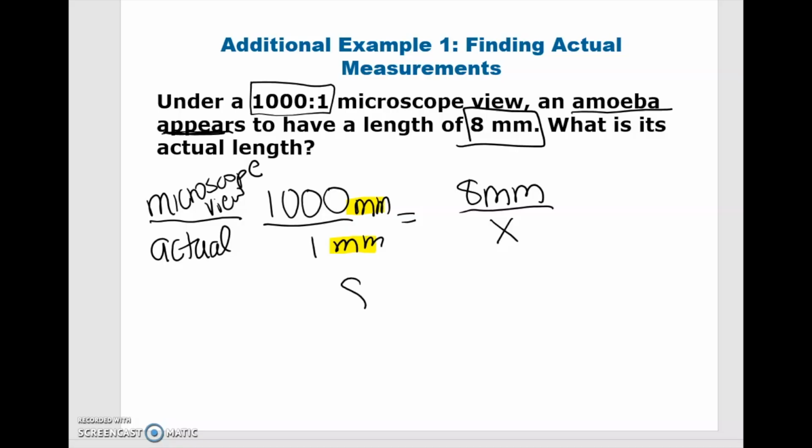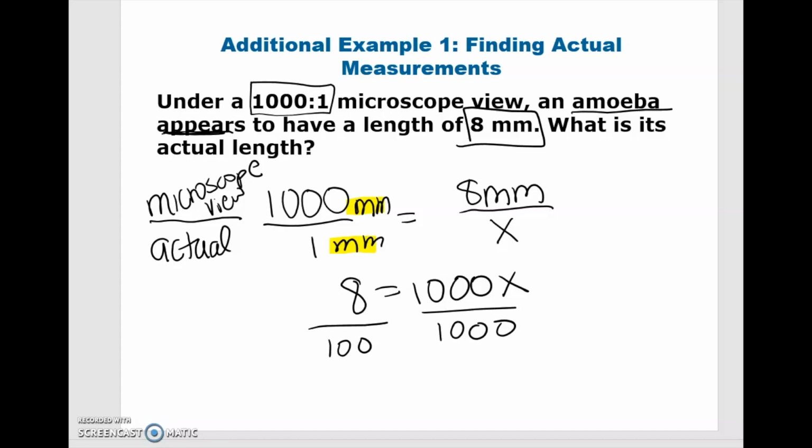1 times 8 is 8. 1,000 times x is 1,000x. We're going to solve for x by dividing by 1,000. And we get x equals, we want 8 in the thousandths place, so tenths, hundredths, thousandths place, and don't forget to label your units. So 0.008 millimeters or 8 thousandths of a millimeter.